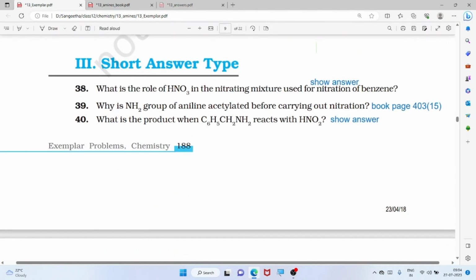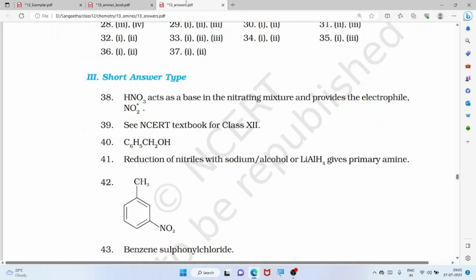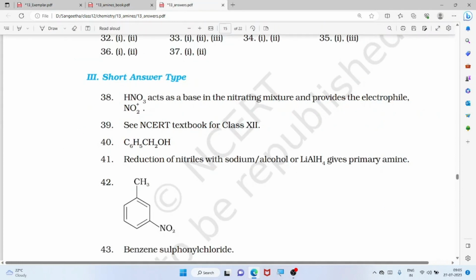Okay, short answer. What is the role of the nitric acid in the nitrating mixture used for the nitration of benzene? Okay, this is acting as a base in the nitrating mixture, and it provides the electrophile.